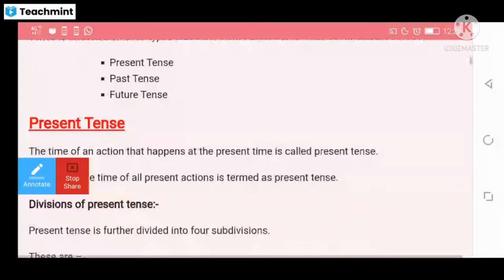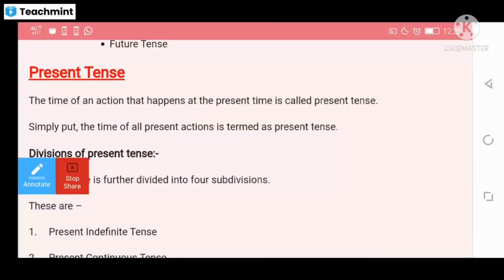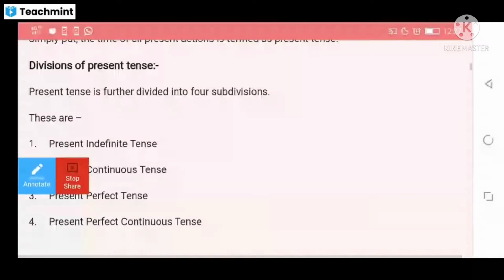Now, for your kind information, let me tell you that this present tense is again divided into some subdivisions. If we look at these subdivisions, we'll see that this present tense has been further divided into four subdivisions, and these subdivisions are present indefinite tense, present continuous or progressive tense, present perfect tense, as well as present perfect continuous tense.